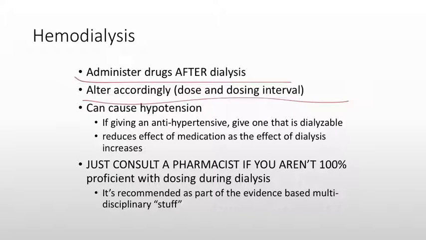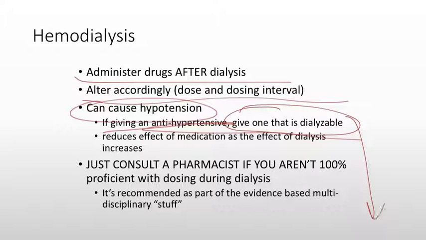A few high-yield considerations. Dialysis can cause hypotension. So if a person is getting an antihypertensive medicine, give them one that is dialyzable. Don't give them one that is not dialyzable. Why? Because you want the effect of the medicine to drop away as the hypotension due to dialysis is kicking in. This will allow for some semblance of balance.